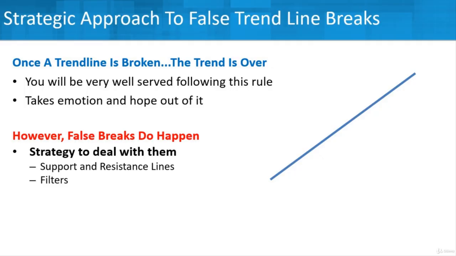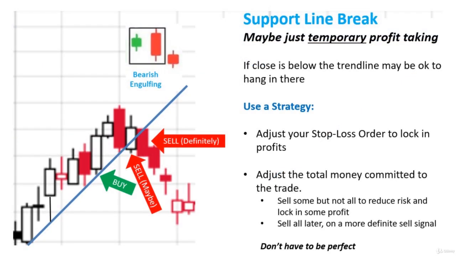However, false breaks do happen, frequently happen. So there might be ways that we can use a strategic approach to really kind of deal with them and help us be better traders. And we're going to talk about how we can use support and resistance lines in terms of our strategy, but also how to apply filters around this too in this lesson. So let's get into that, how we might be able to deal with these potential false breakouts in terms of strategy. So here's an old friend here.